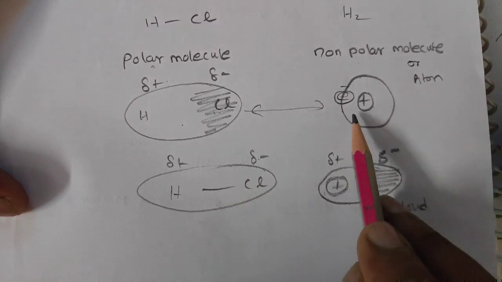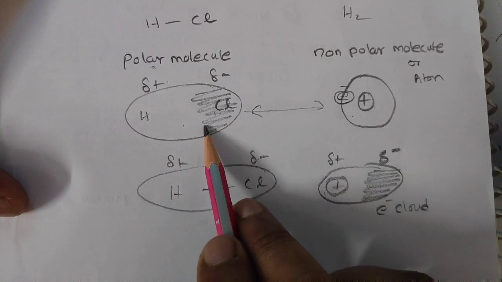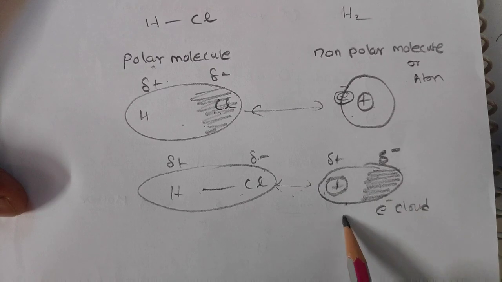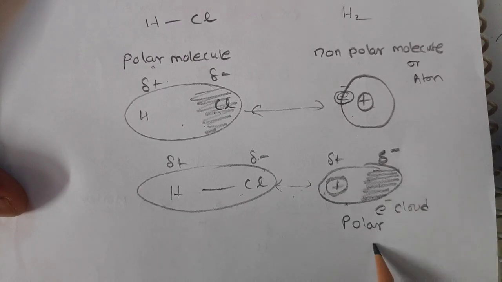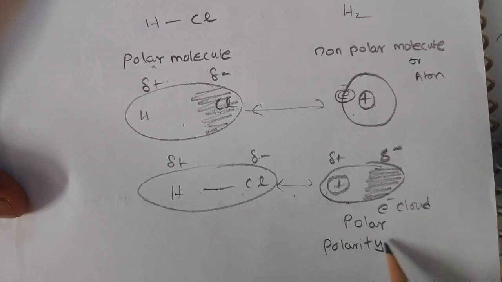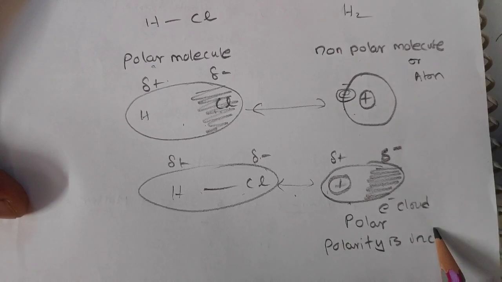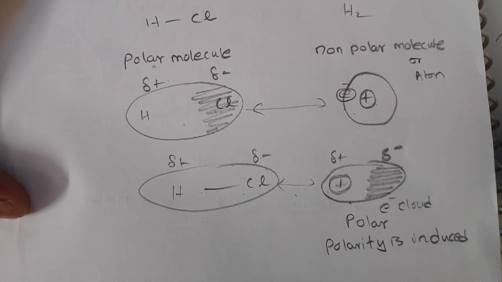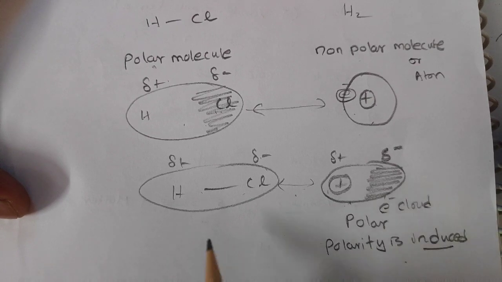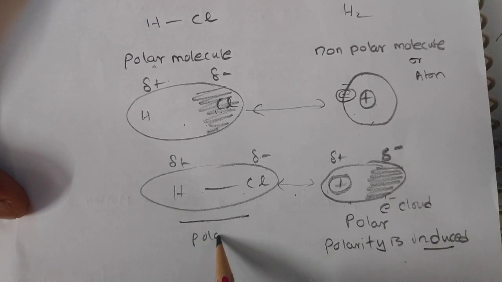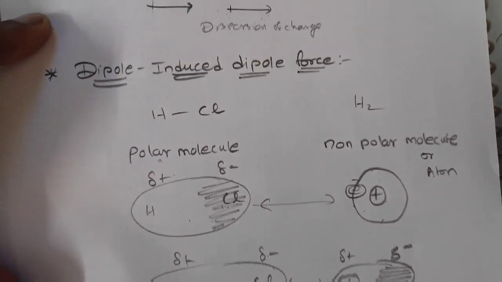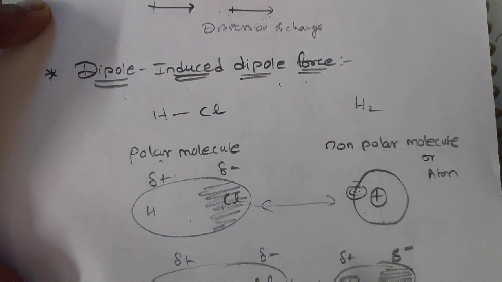Right? So first it was non-polar. This was polar. After they come nearer, if you decrease the distance, this also becomes polar. Polarity is induced, meaning developed. So first the molecule was non-polar, then polarity was induced due to a polar molecule. Due to the polar molecule, you will see polarity in this molecule also. That's why it is called dipole induced dipole force.